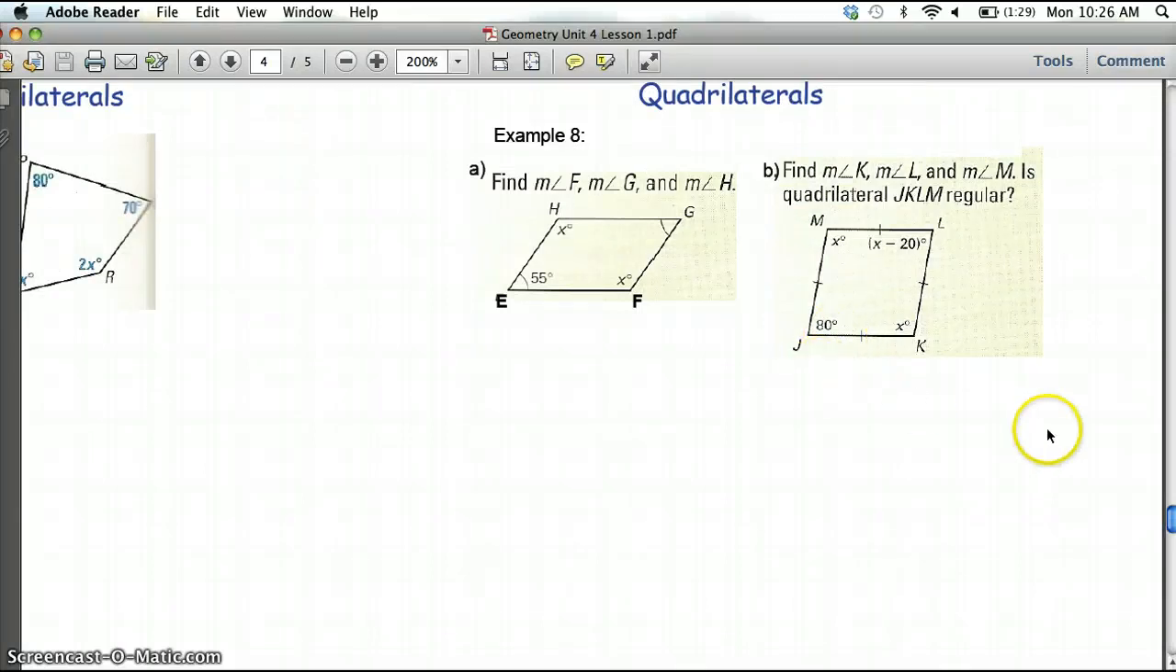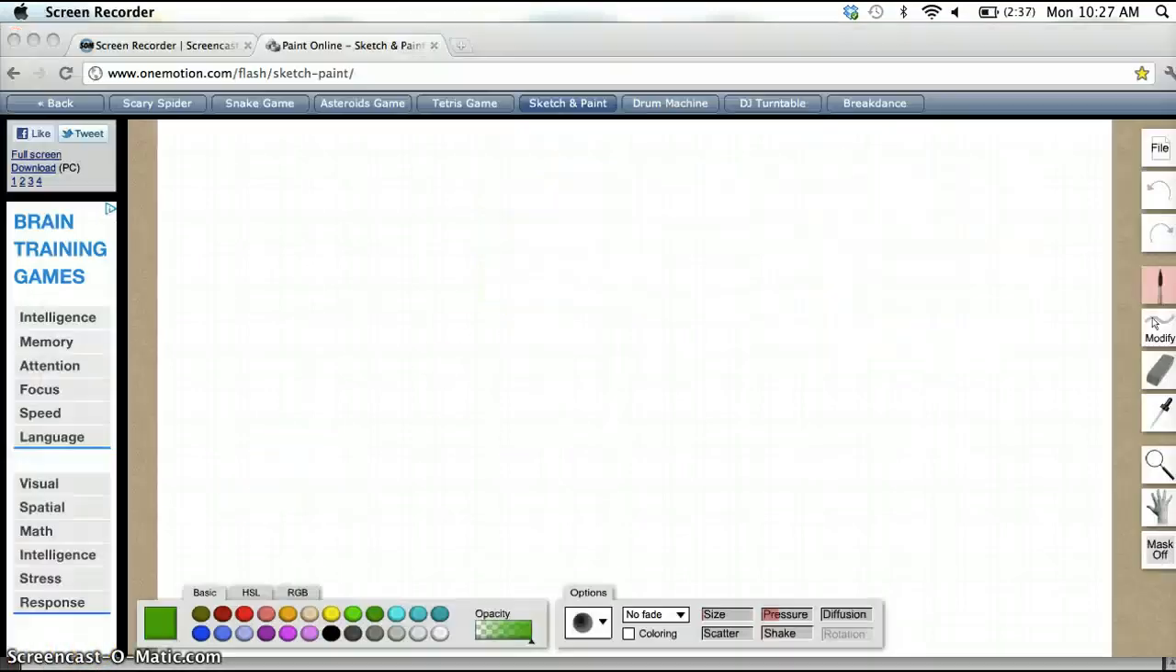In example number 8, we have 8a. We have a quadrilateral with 2 opposite angles that are congruent. So if angle E is 55 degrees, angle G is also 55 degrees. In the diagram, angle H is x degrees and angle F is x degrees. So when we write our quadrilateral sum theorem equation, we would add x and x, 55 and 55.